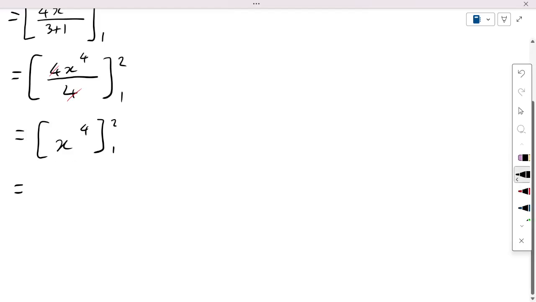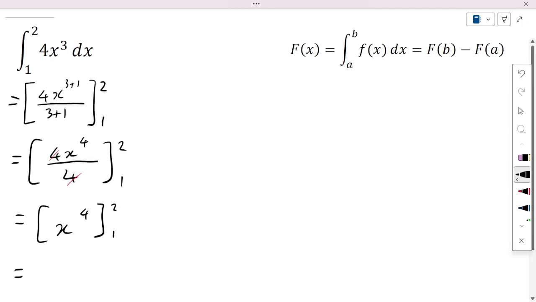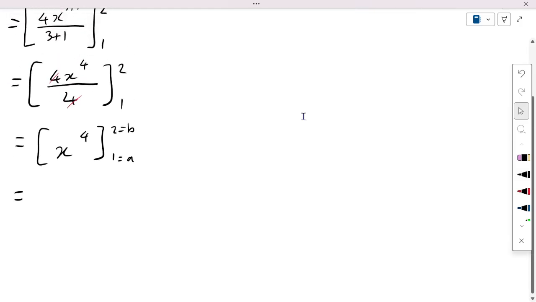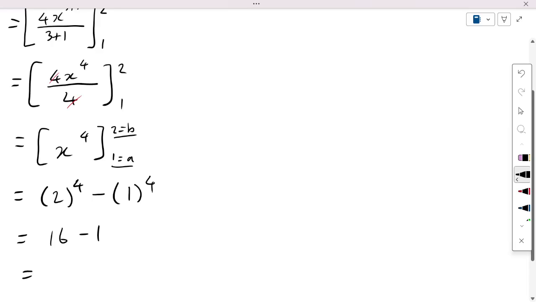So we're going to have this over here, which is x to the power 4, but we're going to first do the upper limit, which you can see over here. Remember that the upper limit is actually just our b value, and the lower limit is actually our a value. Let's observe this, F of b minus F of a. That's what we're going to do. So F of b is going to be, x is replaced with the b value, which is 2 raised to the power of 4, minus our a value, which is 1, so 1 to the power of 4. Therefore, 2 to the power of 4 is 16, minus 1, which is equal to 15. And that is our answer for this definite integral.